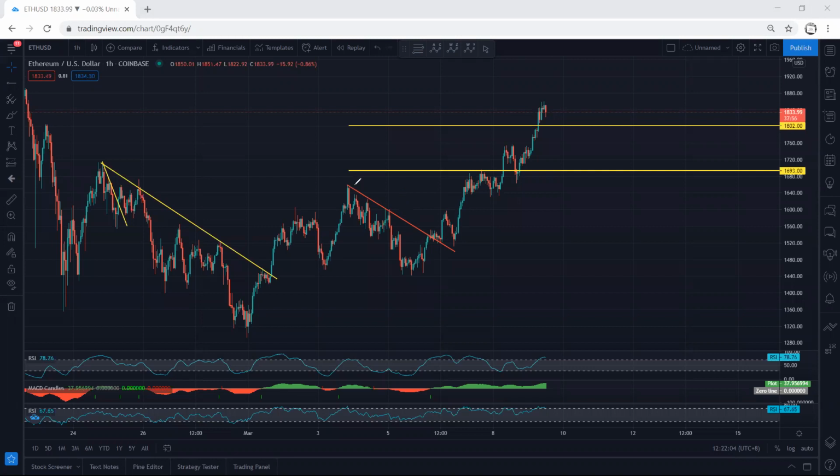And then we mentioned that with the breakout of this top level, the next level is 1693, this is where we're looking. And when the price reaches that level, we need to know whether we are going to get a correction or reversal. As we can see, the price tagged it and started to correct.